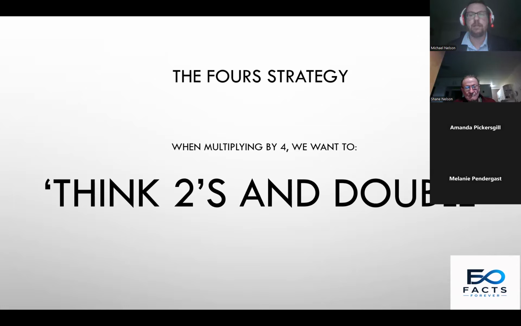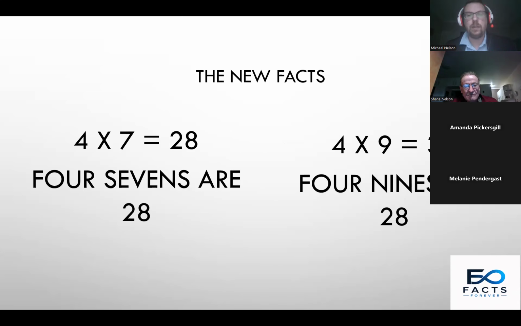So it takes them back through the strategy that's in strategy instruction. When we're multiplying by four, we want to think twos and double. These are the two facts we're going to work with. Tells them how to read it. Four sevens are 28, four nines are, sorry, that should be 36.